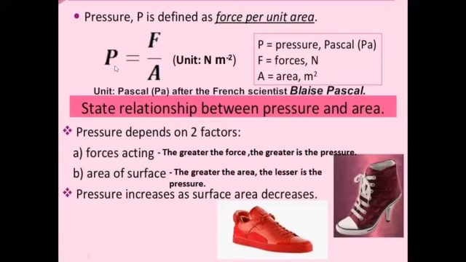Okay, so pressure is equal to force divided by area. So the unit is Newton per meter square, because the unit of force is Newton and the unit of area is meter square. Therefore the unit of pressure is Newton per meter square. Pascal is also a unit of pressure. It is named after the French scientist Blaise Pascal.